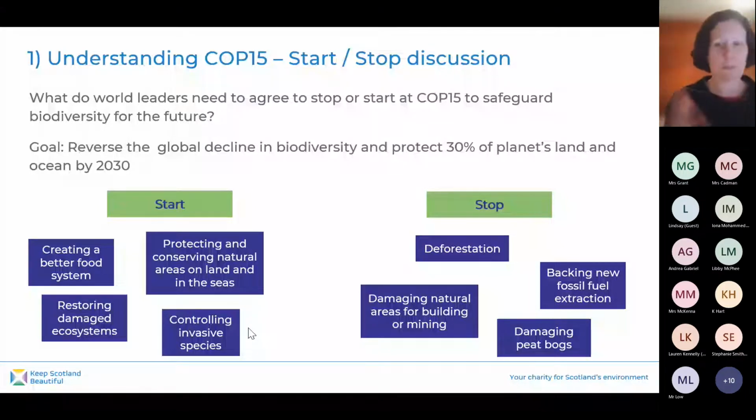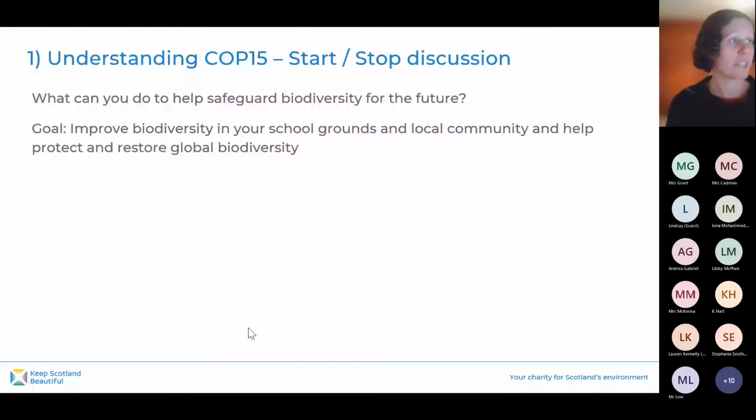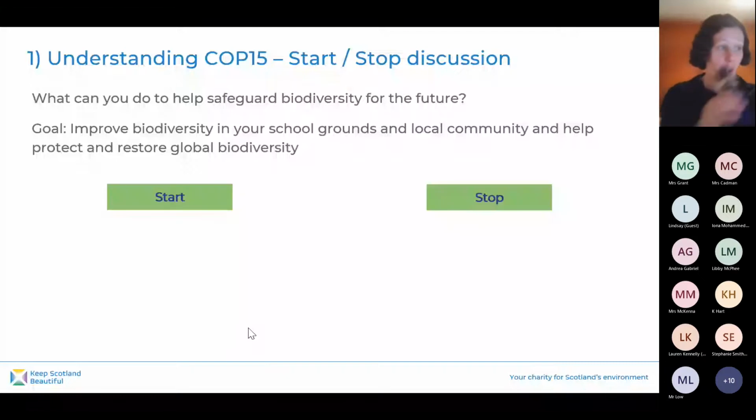So if you want to do something a bit more local, it's quite a good one for brainstorming ideas for Eco-Schools actions, to get your children and young people really involved in planning actions if you're doing a biodiversity topic or if you're thinking about doing some things for your LEAF award. So what can you do to help safeguard biodiversity for the future? Maybe the goal would be to improve biodiversity in your school grounds or your playground, your local community, and maybe to do something to help protect global biodiversity. Think big. And again, start and stop.